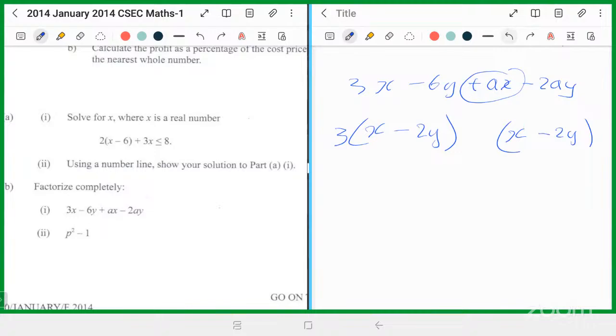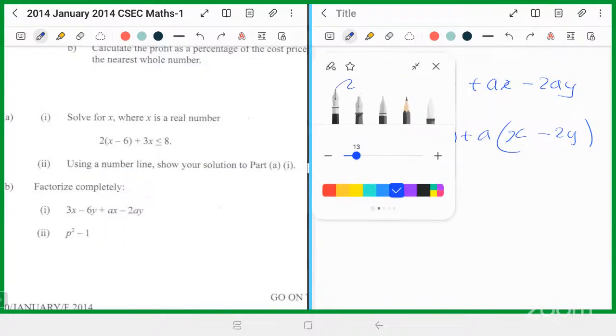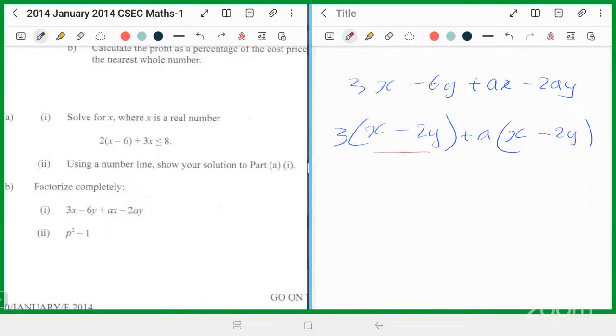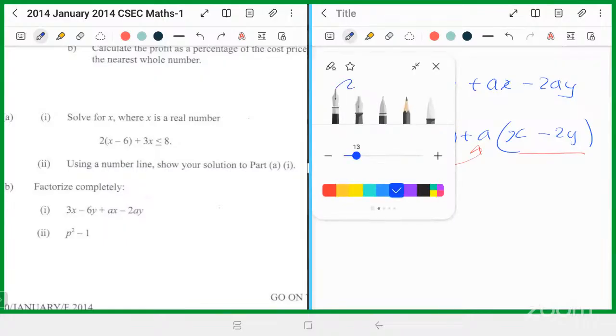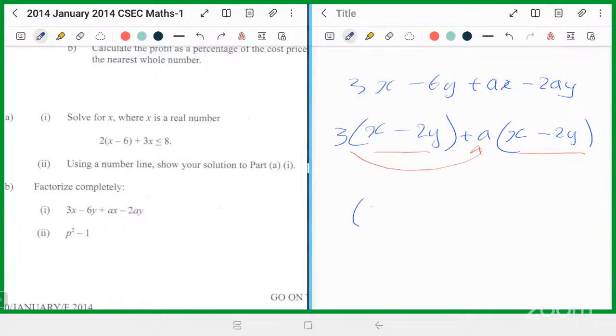Alright, so you factor out a plus a. If you're not sure, you can check back this expansion. A times x is ax. A times minus 2y is minus 2ay. So you know, that's good. Then now this becomes your common factor, and they are connected with 3 plus a. So this then becomes equal to 3 plus a connecting x minus 2y. Basically that is it. Alright, that's this one.